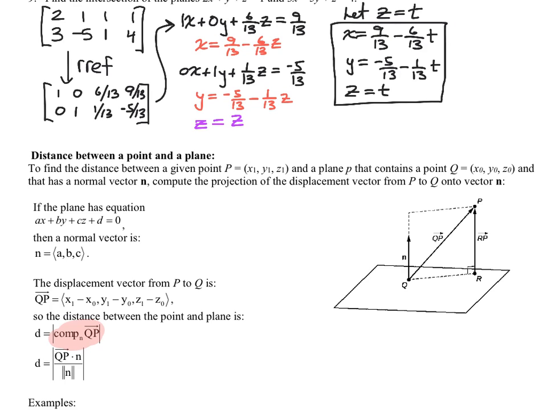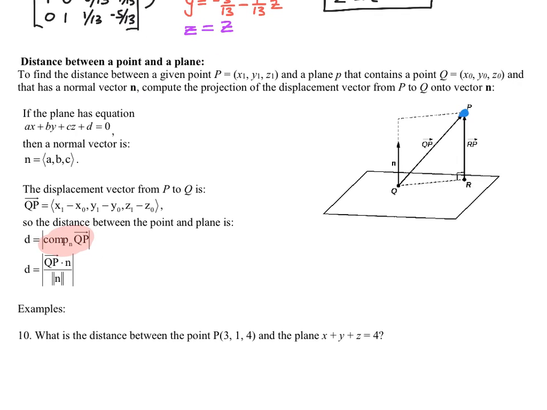So the component of QP acting in the direction of n. That's really all this comes down to, because n is the normal vector to the plane. If I have some point P flying around in space, that's the point I'm looking to find the distance from to the plane. That point on the plane could be anywhere.